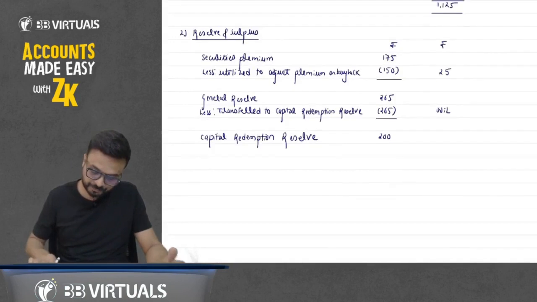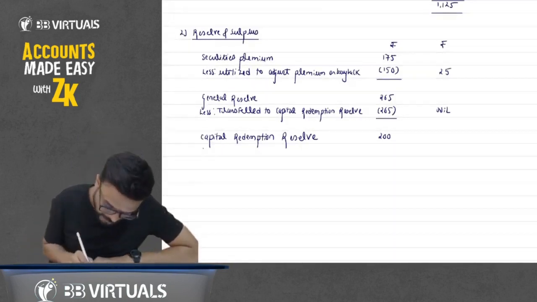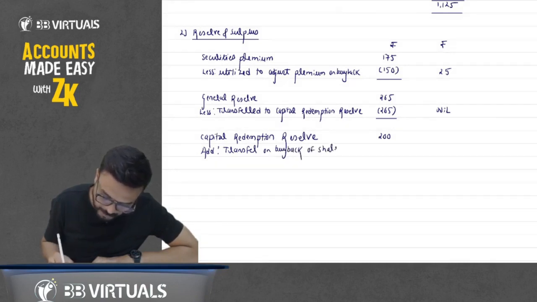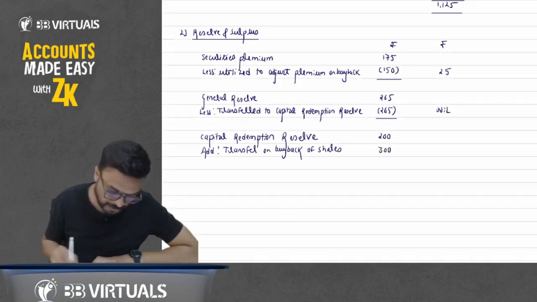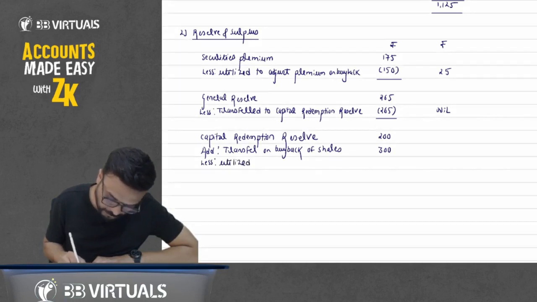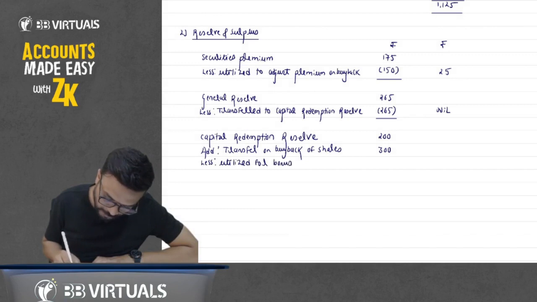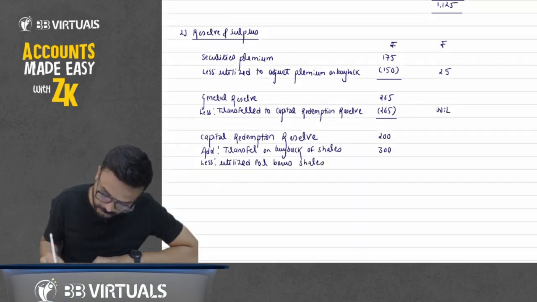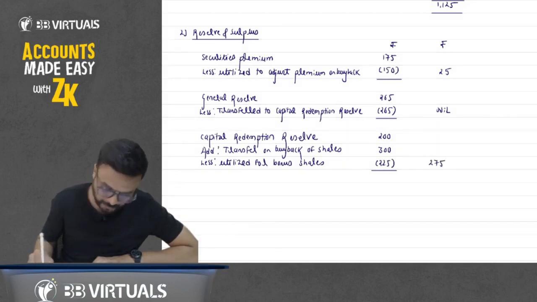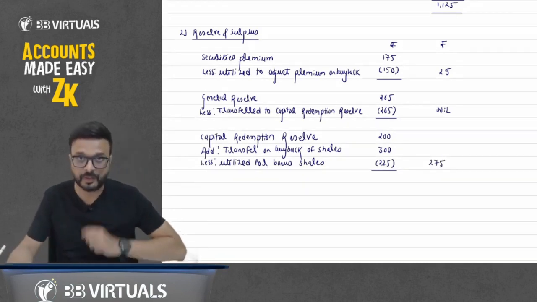So write down here: add, transfer on buyback of shares. How much is it? 300. Less, utilized for bonus shares. How much did you utilize for bonus shares? 225. So in the outer column it will come 500 minus 225. It will come 275. Okay.